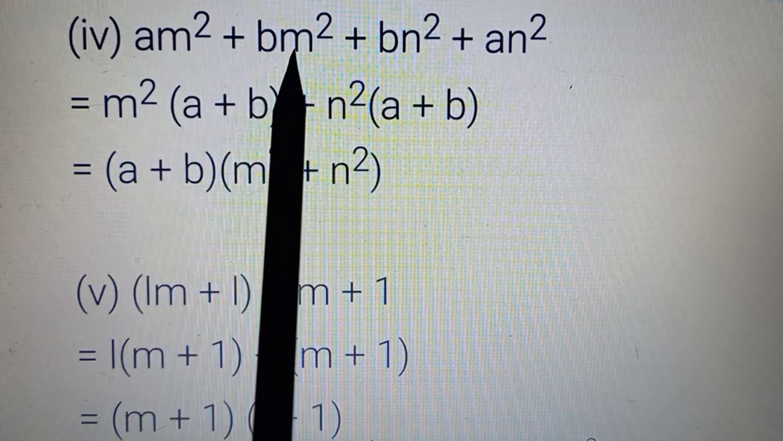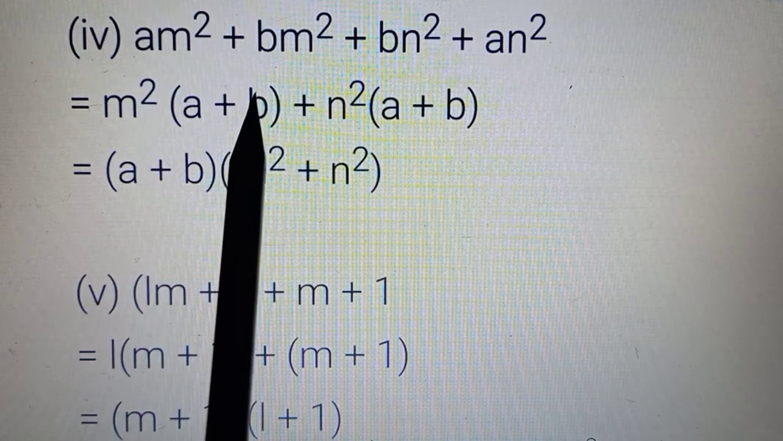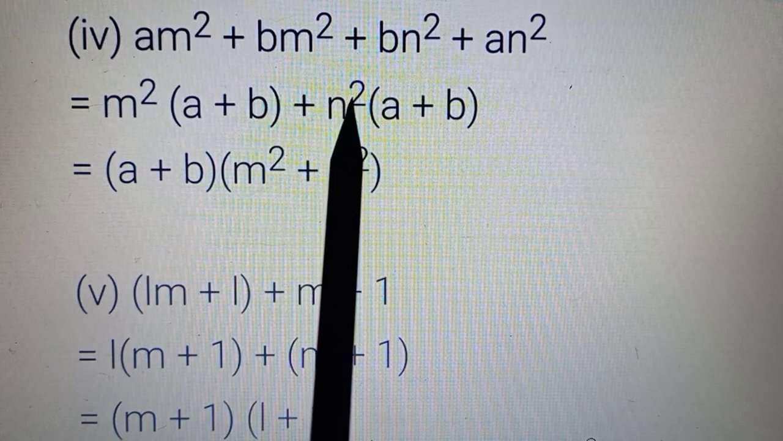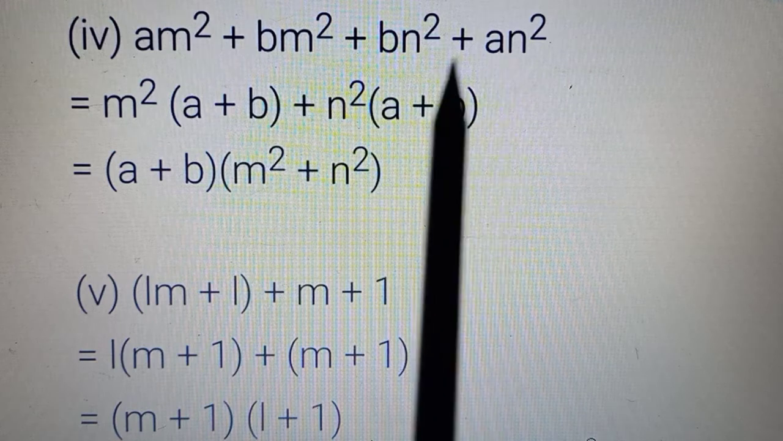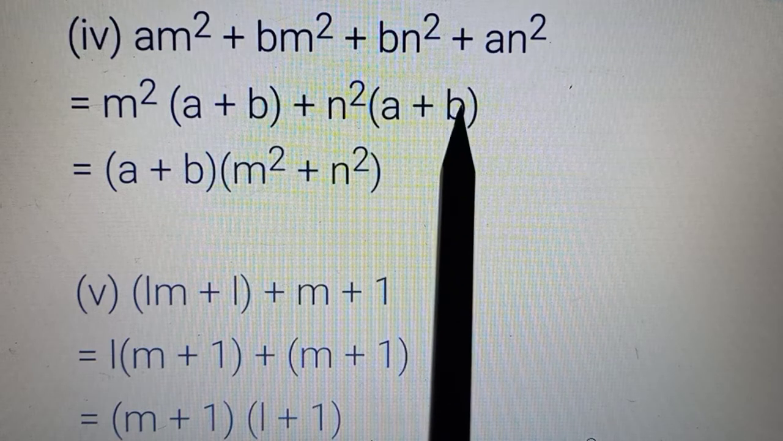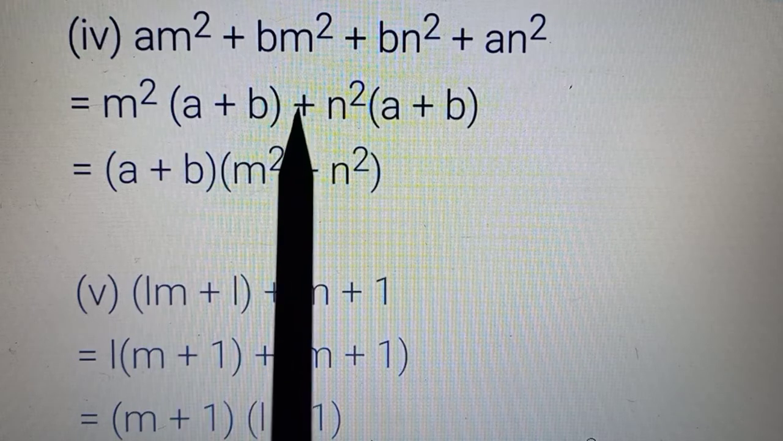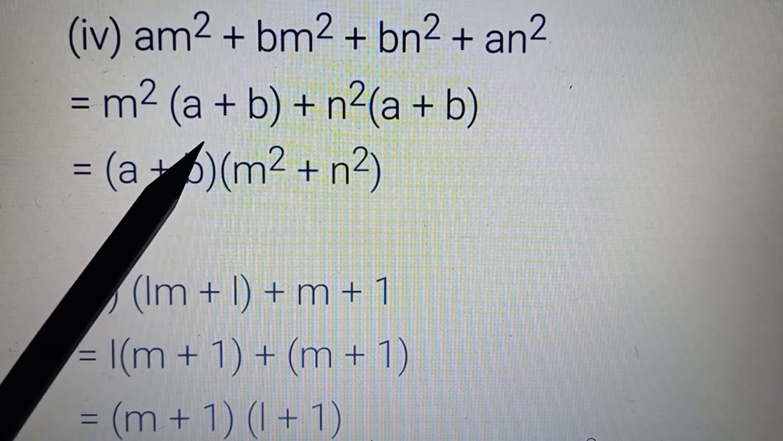Now if you've taken m square common from the first two terms, then here you are left with a, here you are left with b. Likewise, here from the last two terms when you take n square common, here you are left with a, here you will be left with b. Now we have written this as a plus b instead of b plus a because here also it was a plus b. So easy and proper to present that.